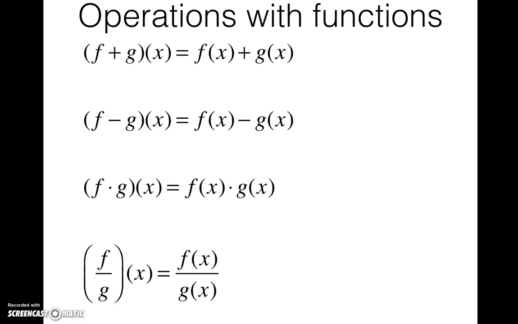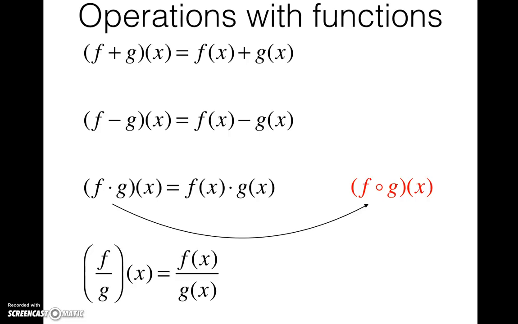We can do several operations with functions. The first notation that says f plus g of x, all that means is we take our f function and we add it to our g function. F minus g of x is the f of x function minus the g of x function. F times g of x just means you take the f of x function and you multiply it by the g of x function. And f divided by g of x is f of x divided by g of x.